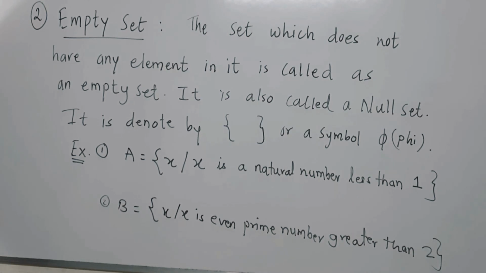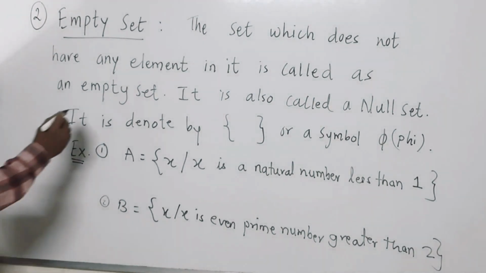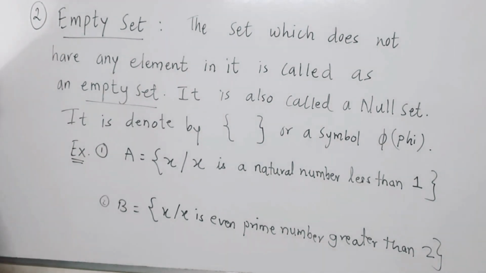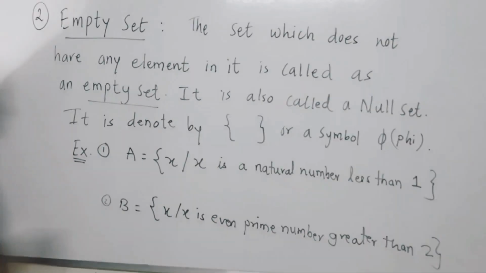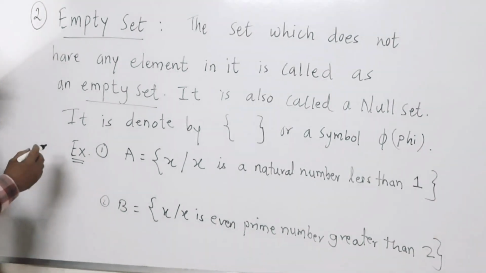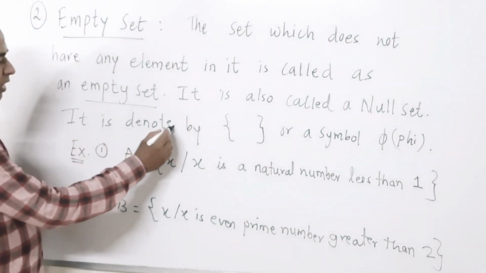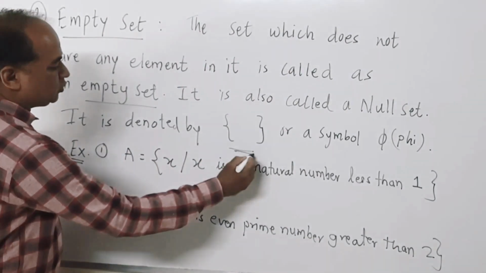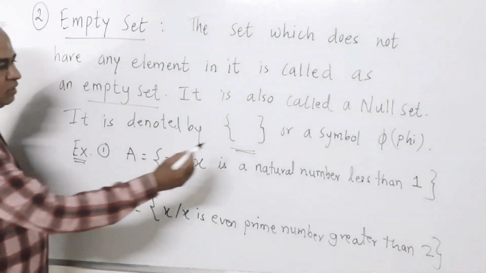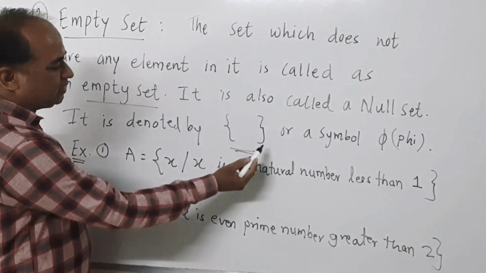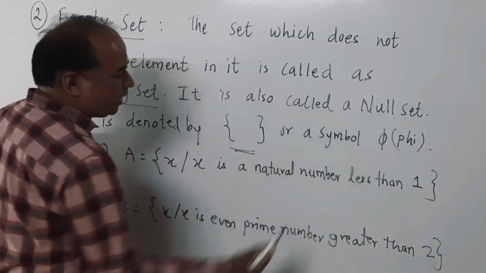Second type is empty set. A set which does not have any element in it is called an empty set. There is no element in the set, it is called empty set. It is also called a null set. The empty set is denoted by these two curly brackets with nothing inside the brackets, or by the symbol phi.